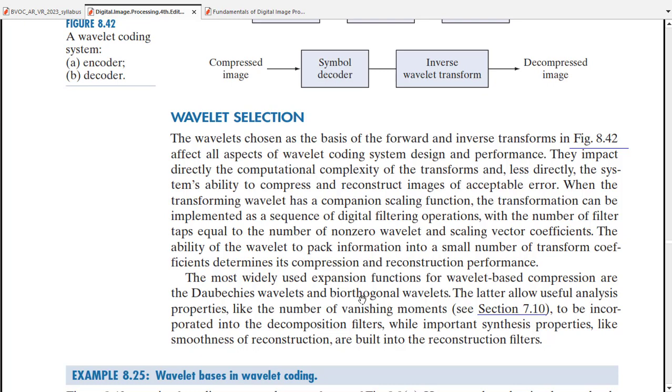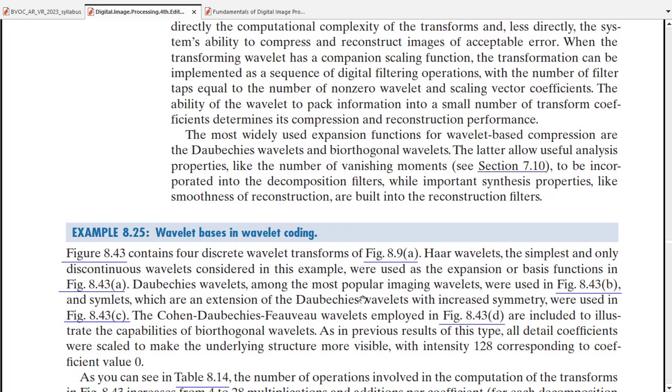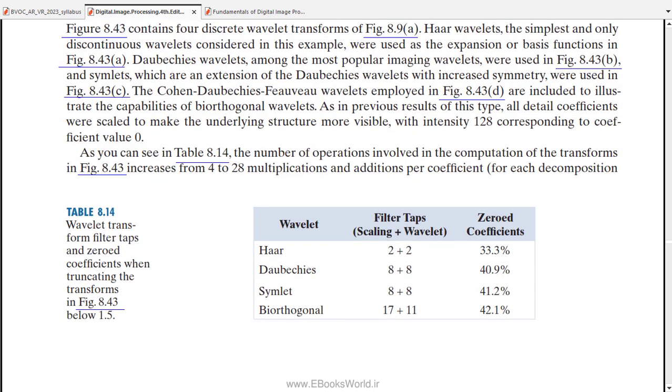So the most widely used expansion functions of wavelet based compression are supported by reconstruction filters. So here there is the Haar wavelet, and the Daubechies wavelet, and the Symlet wavelet, and the biorthogonal wavelet. So filter taps will depend upon the scaling and wavelet concept: 2 plus 2, 8 plus 8, 8 plus 8, and 17 plus 11. And the zeroed coefficients are 33.3 percent to 42.1 percent of a wavelet transformation.